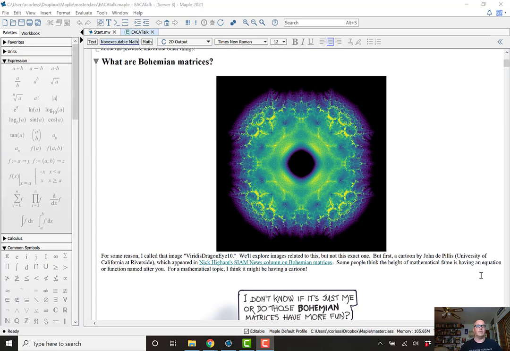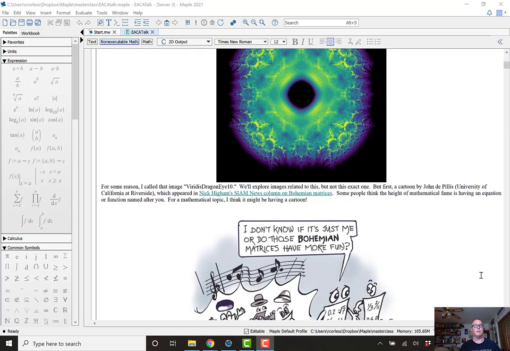Here's why we're doing this. This is an image, a density plot of eigenvalues for a particular member of the family that we're going to be looking at today. Not exactly that one. We're not going to exactly do that one, but we'll do some simpler ones.